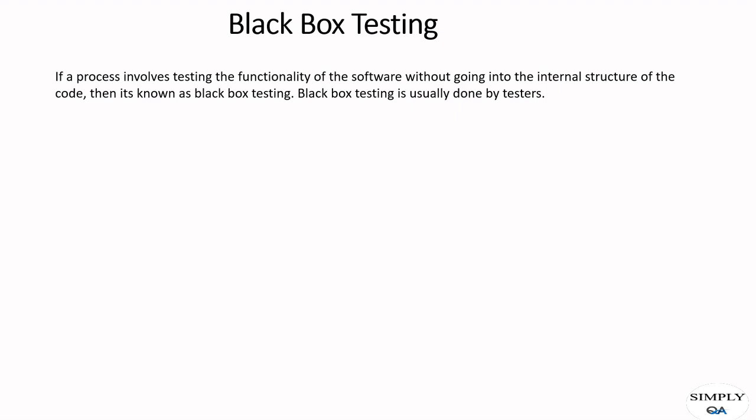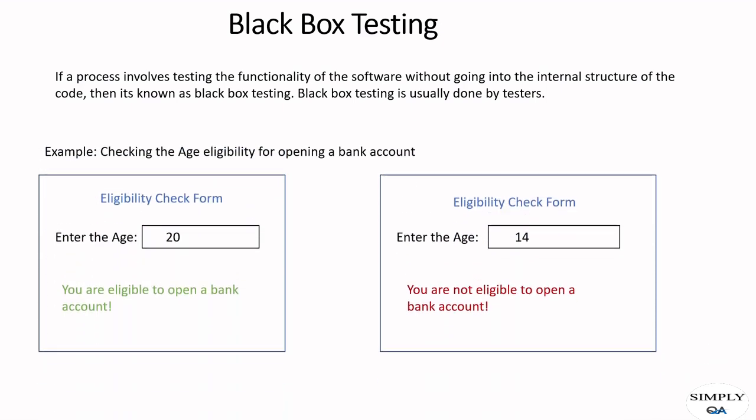Let's see it with an example. So guys, assume you have to open a bank account. For that, you're checking the age eligibility in an online eligibility check form. Okay. So here you have one text box. You have to enter the age there, and upon validating your age, it will give a validate message, that is whether you are eligible to open a bank account or you are not eligible to open a bank account. So the only criteria here is like your age should be greater than 18. If greater than 18, you are eligible. If less than 18, you are not eligible.